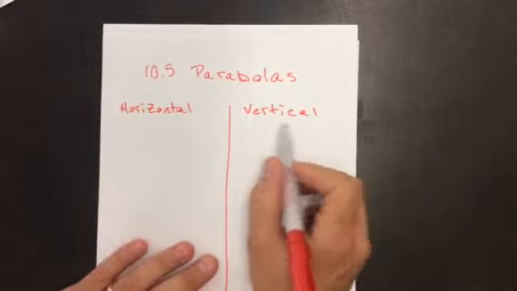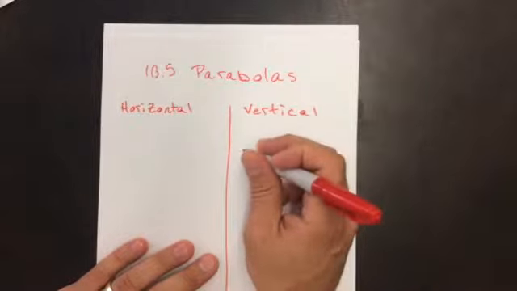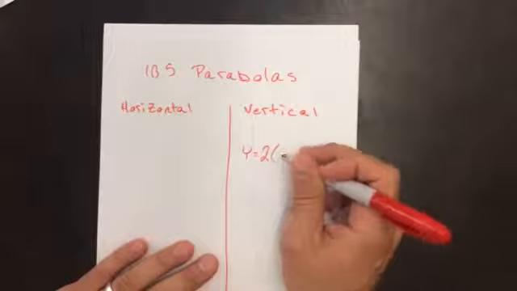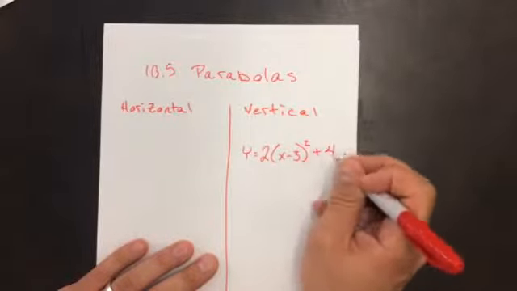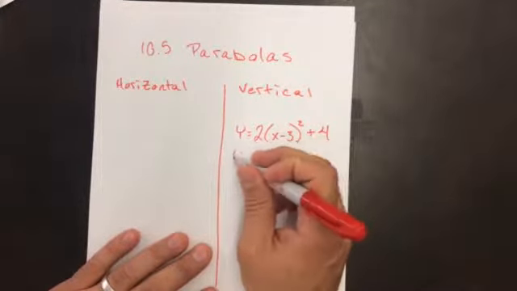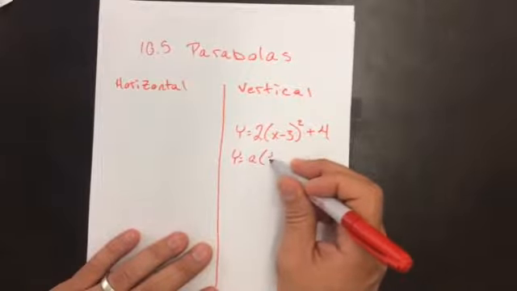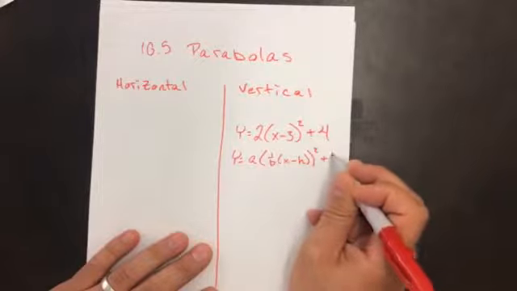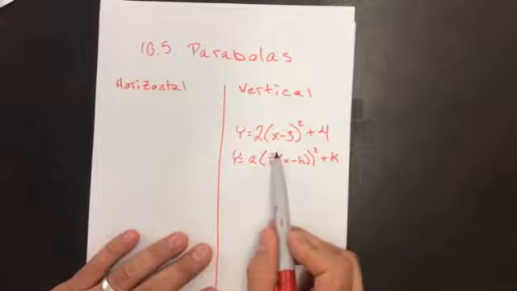Vertical I'm going to do first, because we've looked at vertical parabolas before and we called these quadratics. It'll look something like this, in vertex form. When we were in vertex form before, we said y equals a(1 over b x minus h) squared plus k. We're not going to be dealing with b's when we're doing this, so we're going to throw this out.